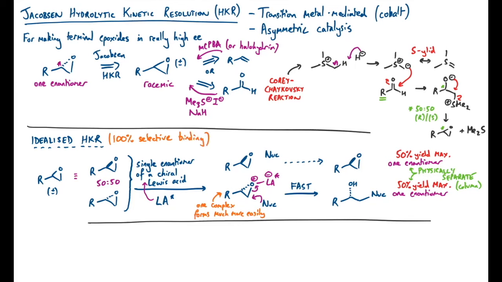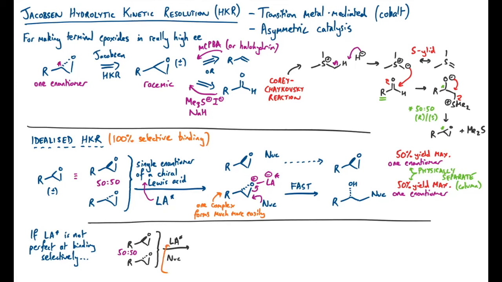Now, of course, the world isn't perfect. If the Lewis acid is not perfect at binding selectively, we should just have a look at what the consequences are. I still start off with my 50-50 mixture of epoxides here. I treat them with my Lewis acid and my nucleophile again. But this time I'm just going to say that the catalyst isn't as good and it is just 90% selective for the intended enantiomer of epoxide. Okay, so that would mean that 90% of the time we'd open the epoxide that we want, and 10% of the time we'd open the one that we don't.